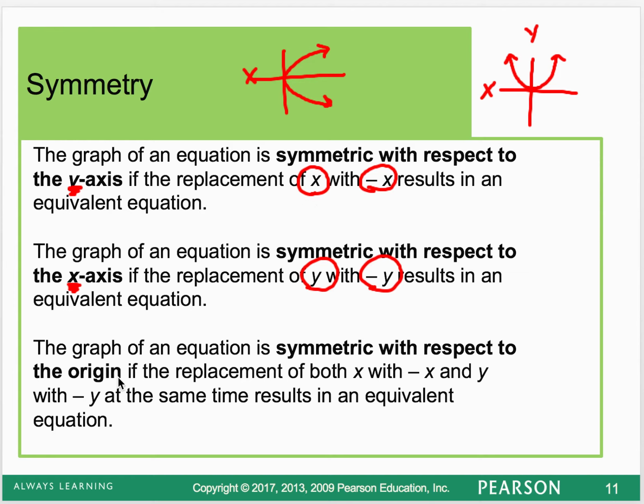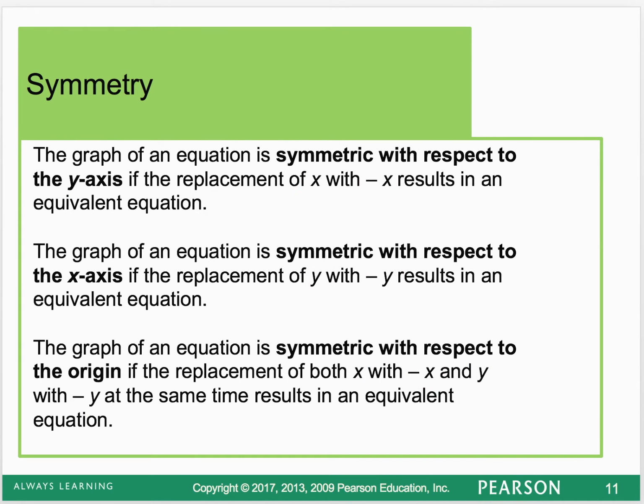Okay, to see if it's symmetric with respect to the origin, an example of that might be our circles. Then if you replace both x and y with negative x and negative y, then we call it symmetric with respect to the origin. Okay, so let's practice that.